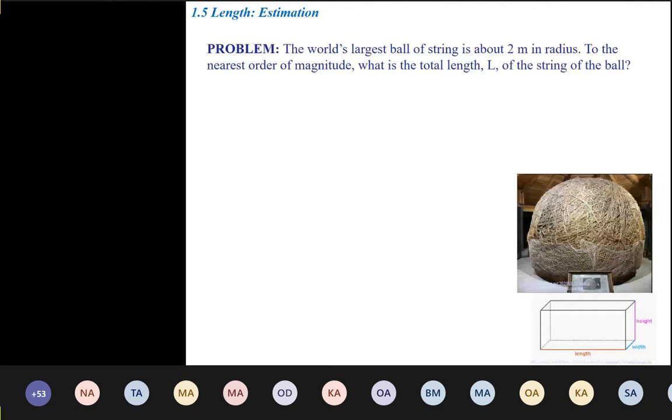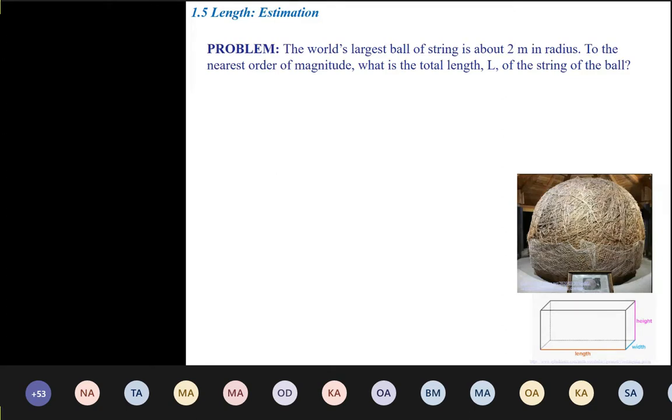Now, since the string is used to create this ball, the volume of the string is equal to the volume of the ball. The string is normally a cylindrical shape because it is rounded and lengthy. But here, when you wrap the string, between the strings there will be some gap, right?